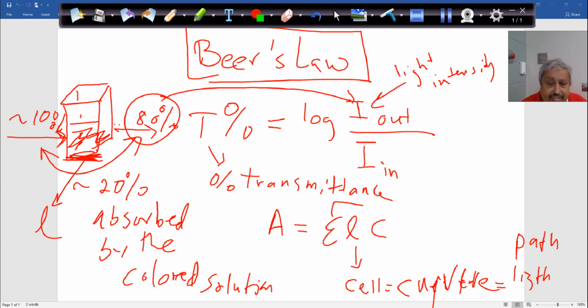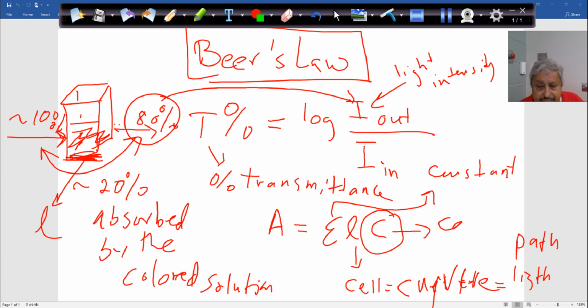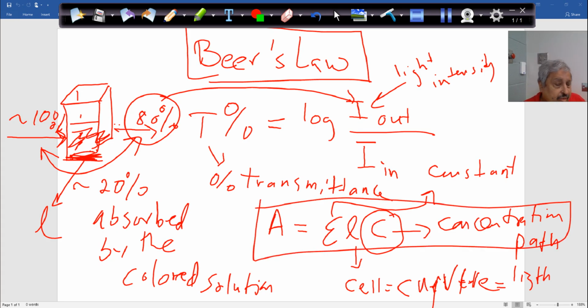And epsilon is a constant, and this constant depends on the material, on the compound itself, correct? It depends on the type of the glass, the type of the compound, the type of the whole system itself. So this is the constant here. And C, which is really what we are interested in, is the concentration. So with this in mind, we can determine the concentration of an unknown compound.